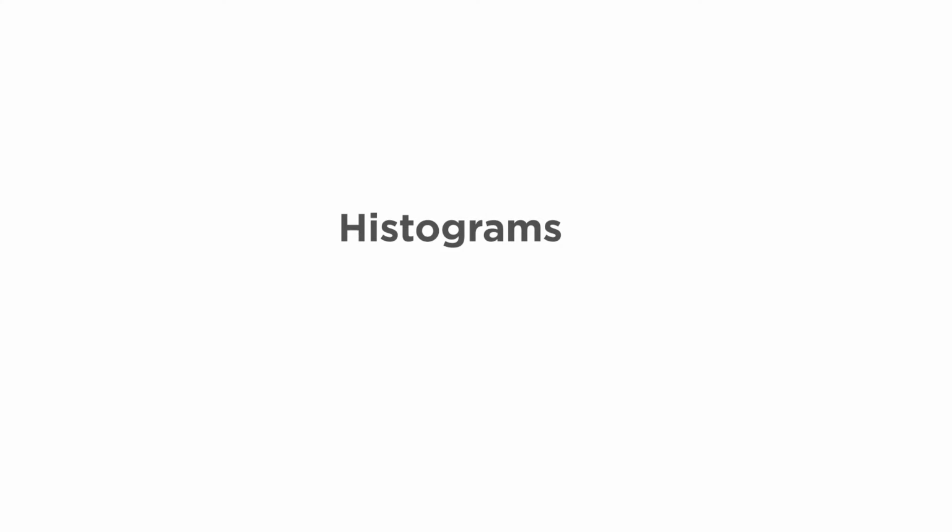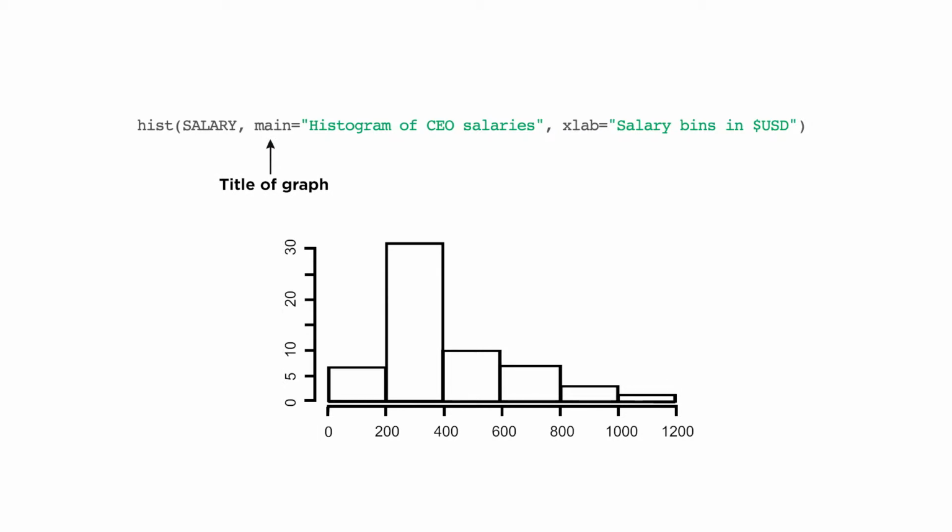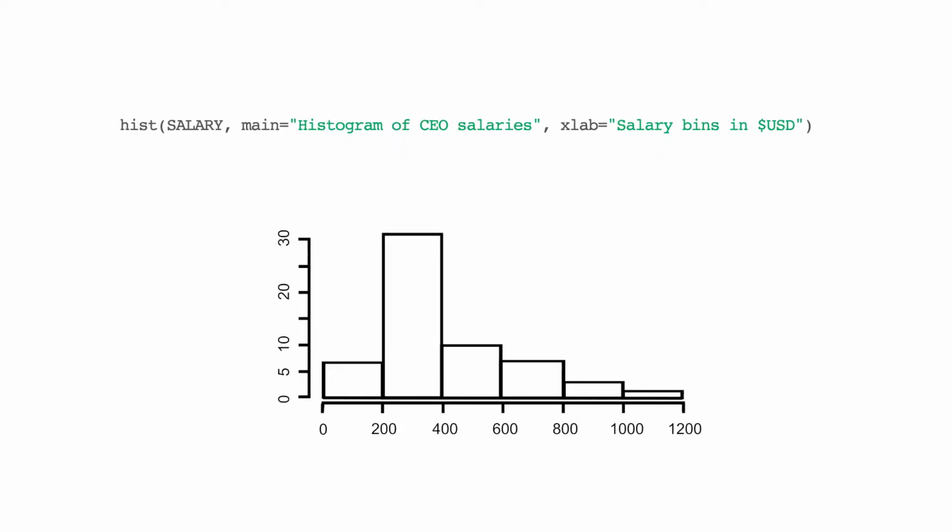Histograms. We'll begin by drawing a histogram of the salary for the CEOs. We use the hist function, where X is data that we want to graph, main is the title that we want to give our chart, xlab is the label that we give our x-axis. To plot a histogram of CEO salaries, we pass in the variable we want to plot frequencies for, salary, and give it a title and a label.